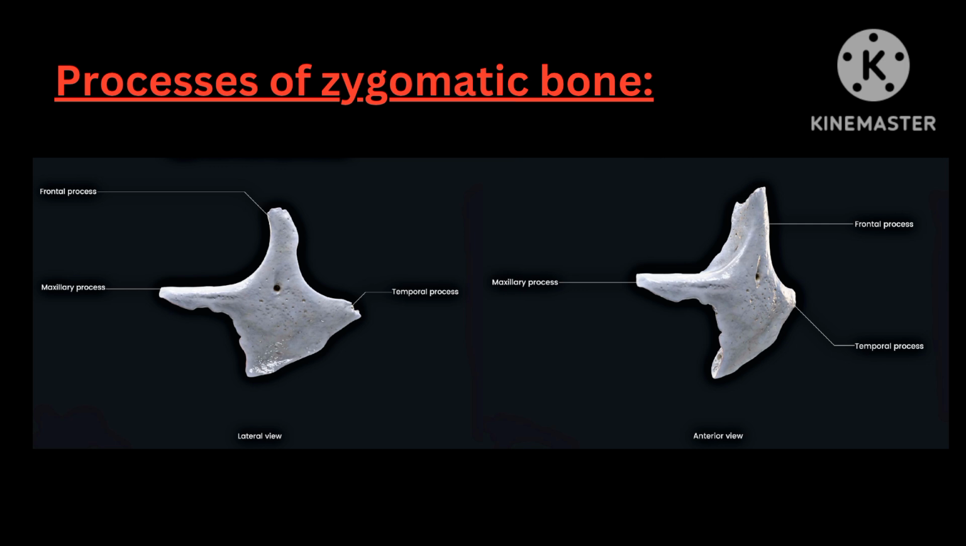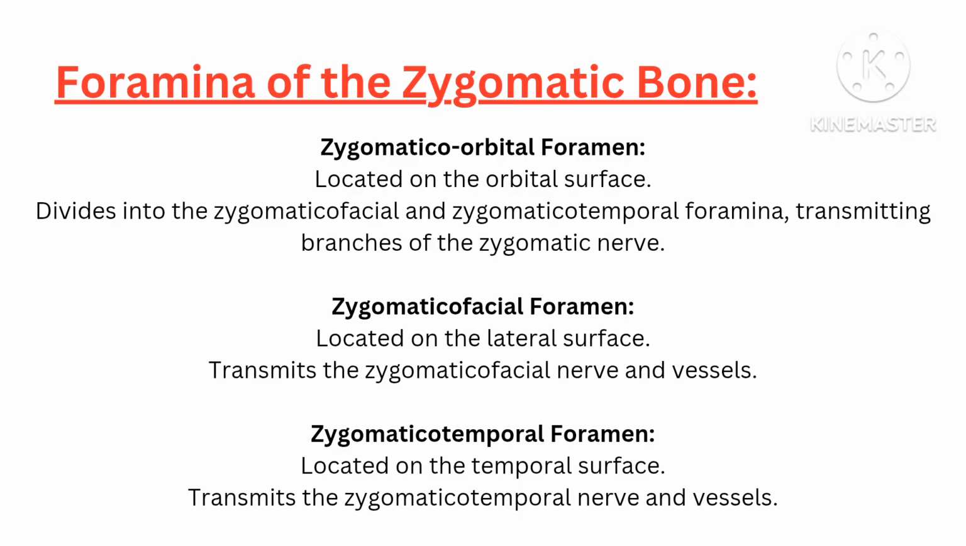The maxillary process, sometimes called the orbital process, extends anteriorly and forms a part of the infraorbital margin and a small portion of the anterior part of the lateral orbital wall. Posterior to this process is the orbital surface of the zygomatic bone.